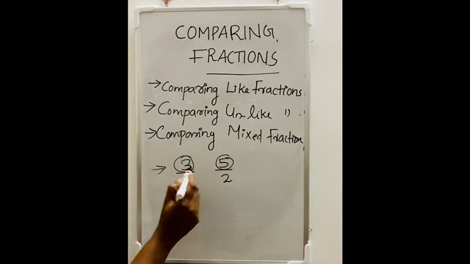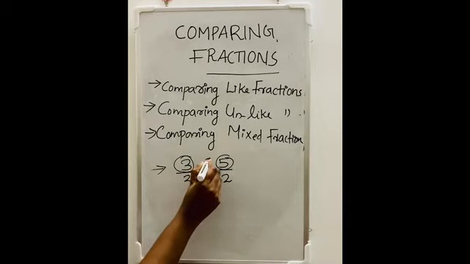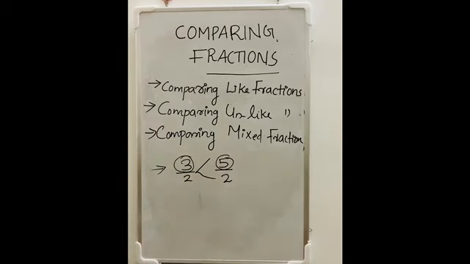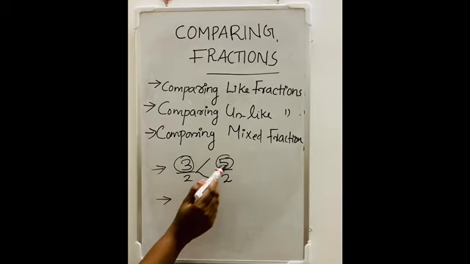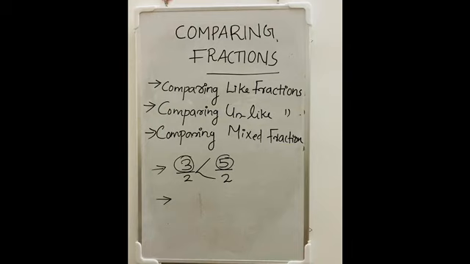Here 5 is greater than 3, right? So 5 by 2 will be greater. Got it? To compare like fractions, you just look at the numerator. Very easy. Like fractions means the denominator is the same, so just look at the numerator, and the fraction with the greatest numerator will be greater. Next, one more case I will show you.